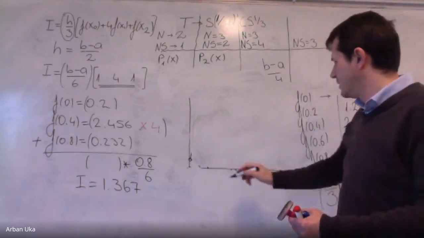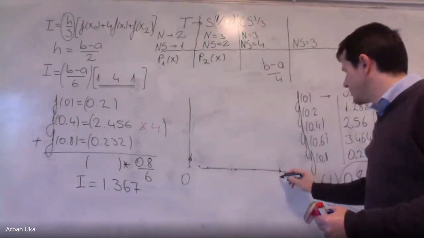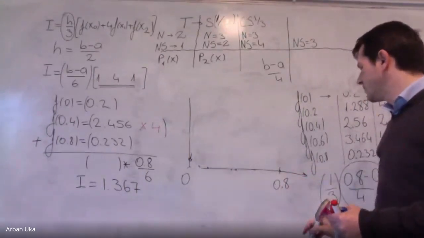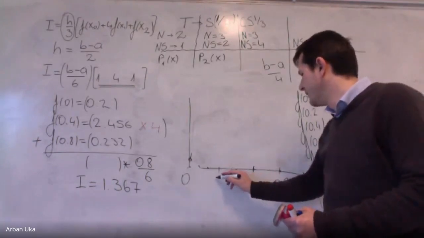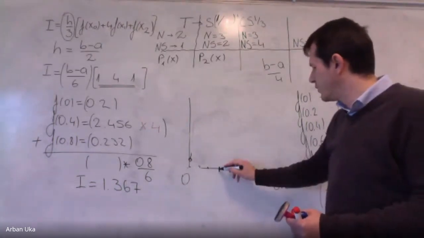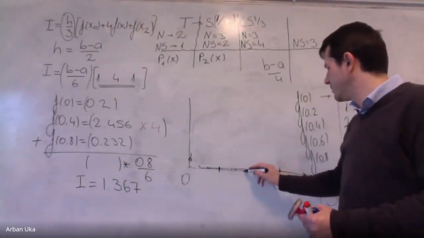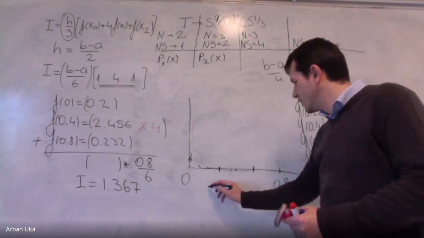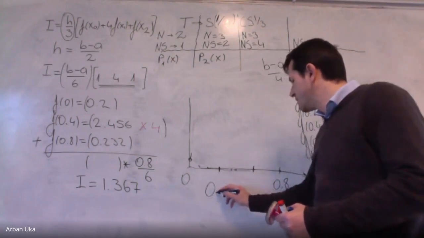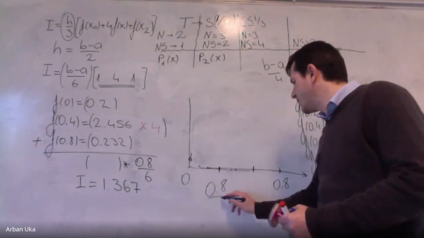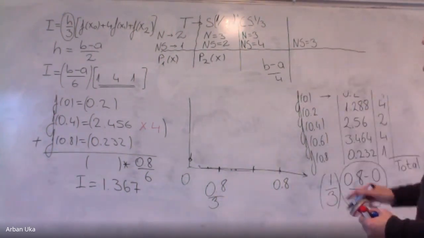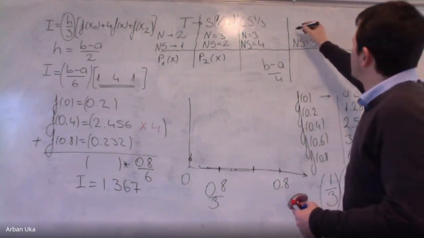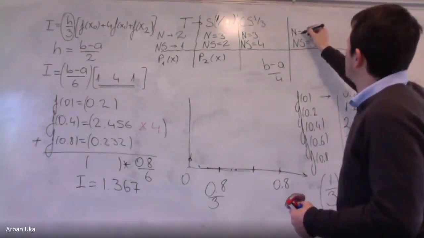That means we have the 0 here, the 0.8. This is 2 points, we need 4. We get 1 here and 1 here. So only this way we have 3 segments. One is here, the second and the third. So it looks like we have to separate 0.8 by 3. And then NS is going to be equal to 3, but the number of points will be equal to 4.